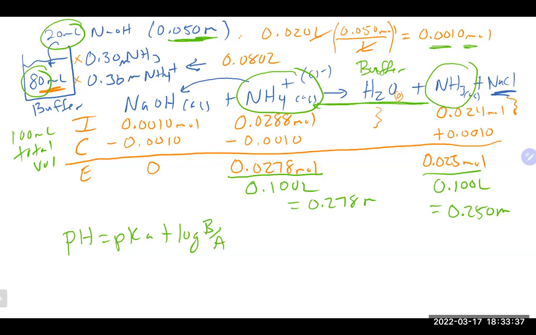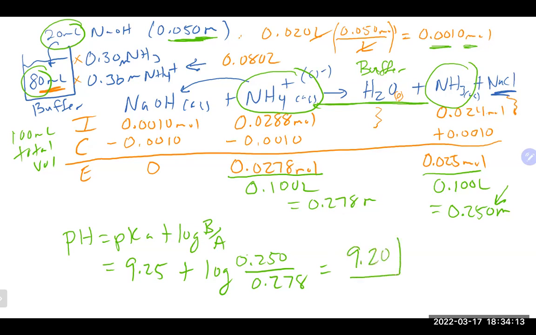The pKa value here is going to be the same as what we had previously, which would be 9.25 plus the log of our base, which in this case is the ammonia. That is going to be 0.25 divided by 0.278. And that gets us a pH at this point of 9.20 in this case. Any questions on that one?